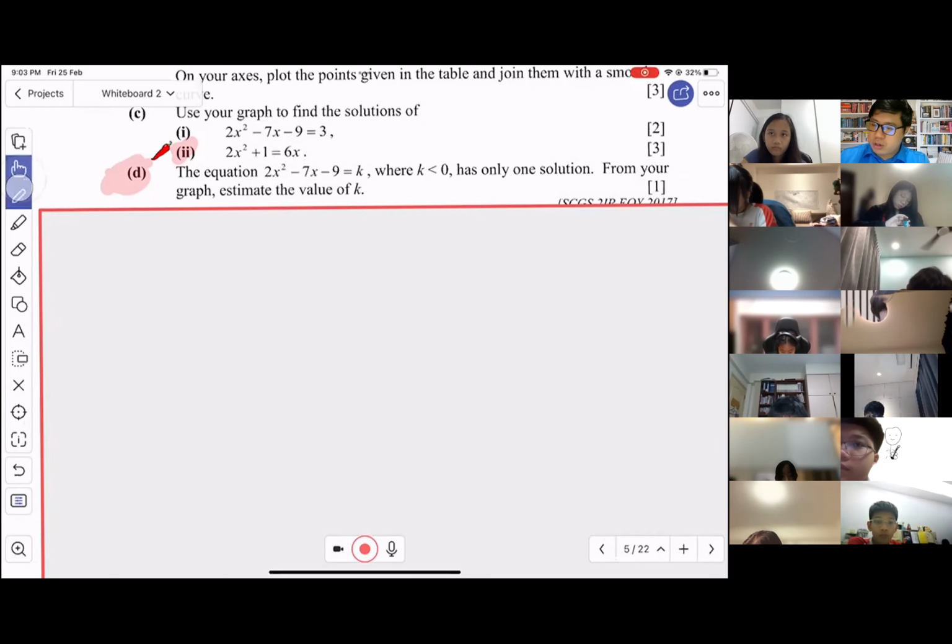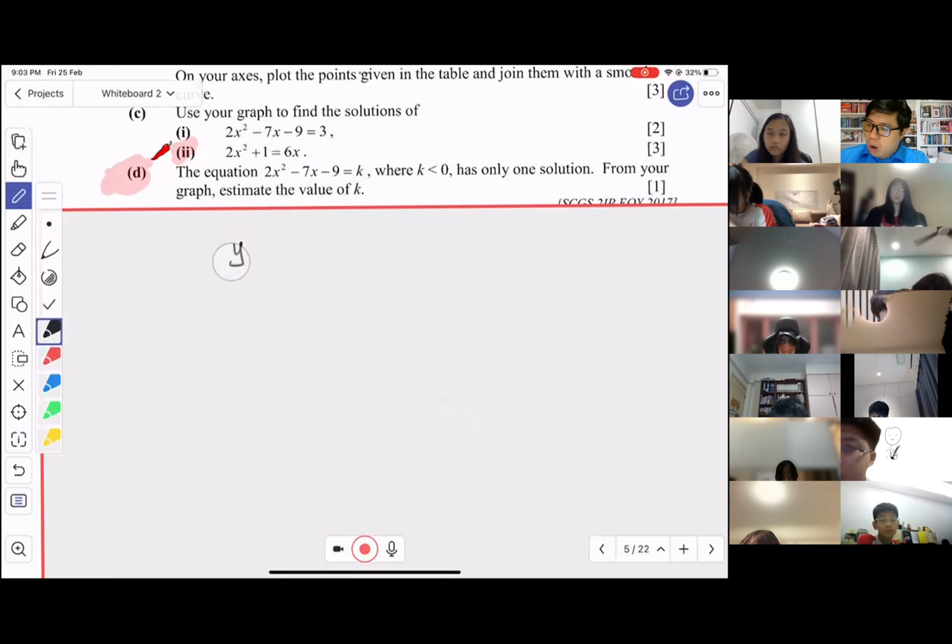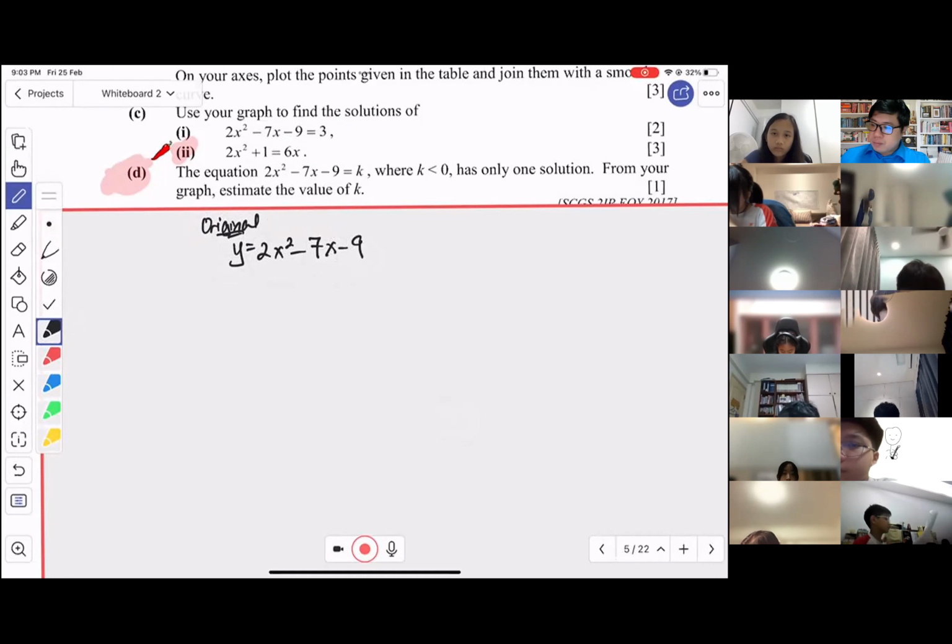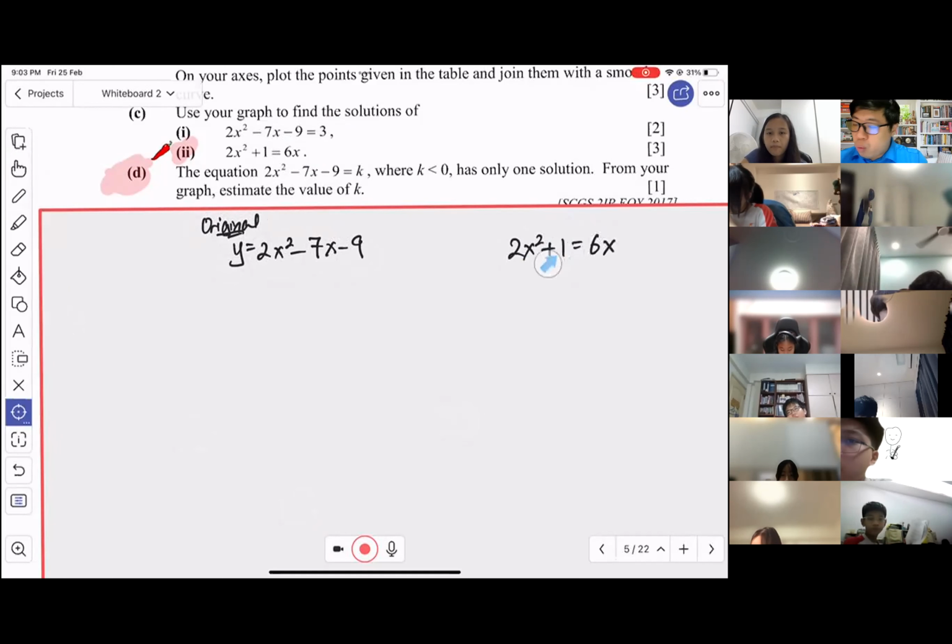Oh, okay, wrong. Sorry. The graph that you have drawn, the original graph, is y equals 2x squared minus 7x minus 9. Correct? So if you have 2x squared plus 1 equals 6x, I'm going to work backwards until I get this again.